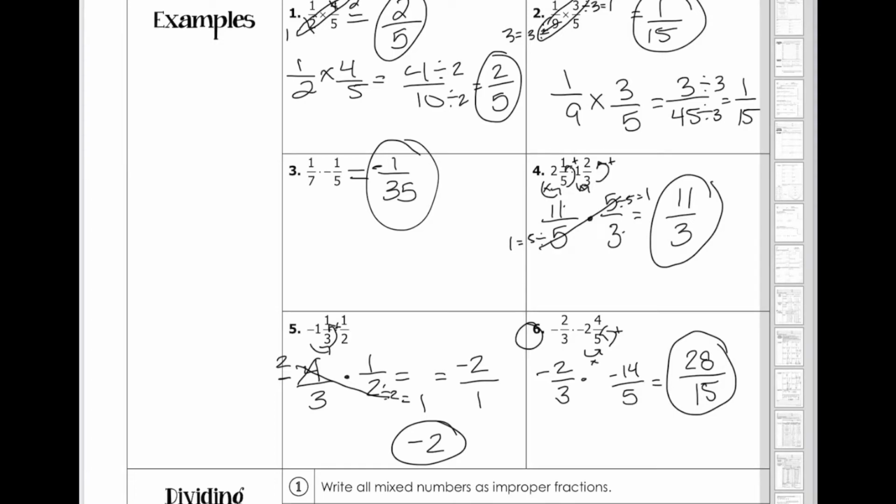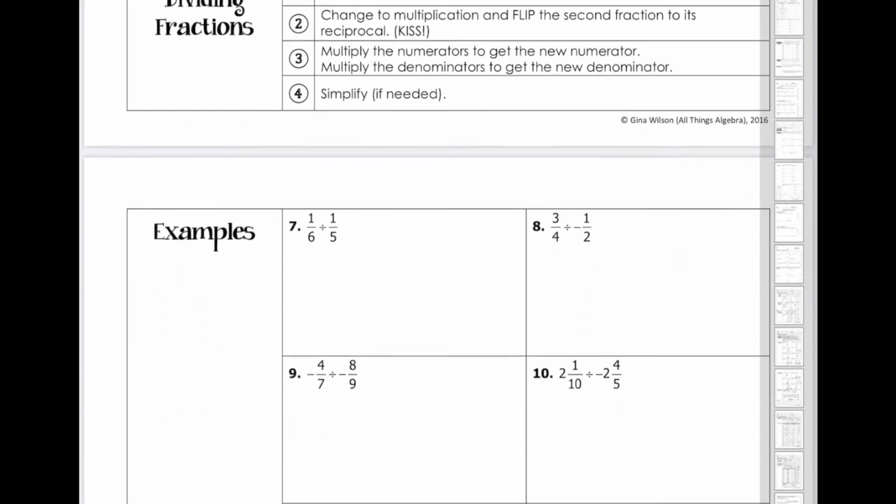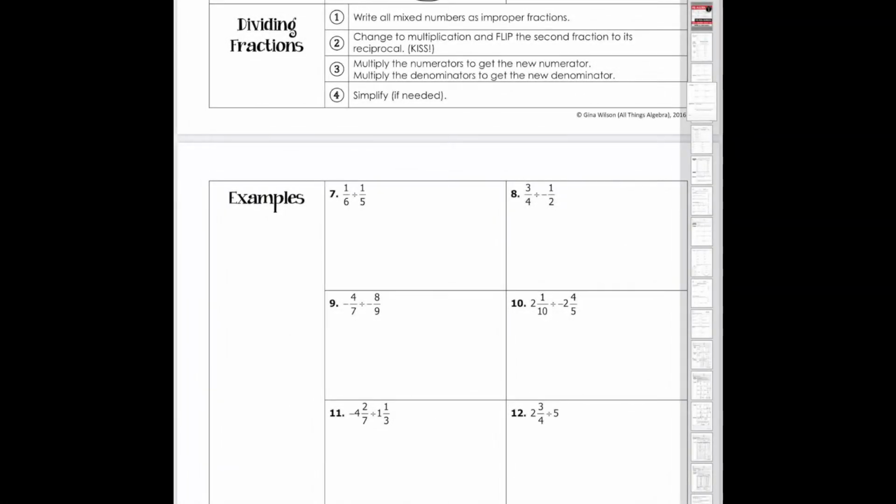So when I multiply -2/3 times -14/5, I get +28/15, because a negative and a negative multiplied together is a positive number. So we get 28/15, and we leave it that way because no more mixed numbers for us. Okay.